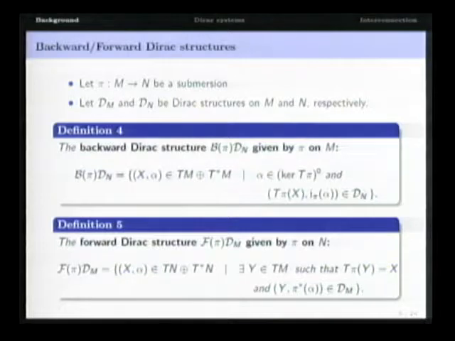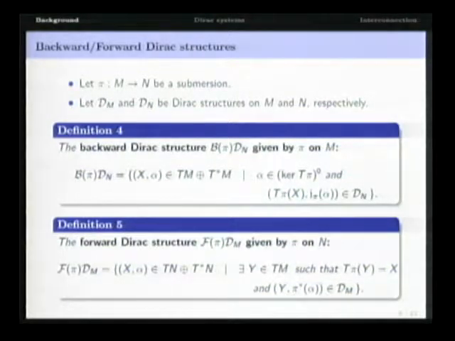When we are working with symplectic manifolds, there exists a symplectomorphism that will preserve the symplectic structures, moving from one manifold to another. There is a similar thing when we are working with Dirac structures, and that consists of defining these backward and forward Dirac structures. What we need for that is a submersion pi from M to N, and then we take two Dirac structures, one on N and one on M.